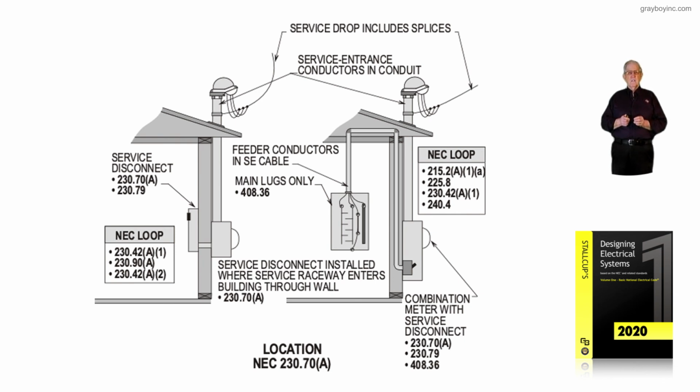So figure 6-35 is dealing with the location of the service disconnect and overcurrent protection is illustrated and shown in the NEC 230.70A.